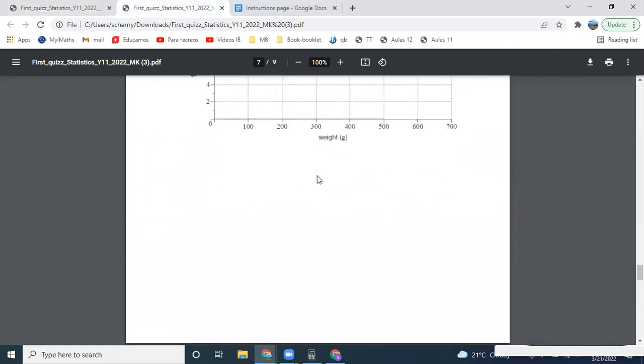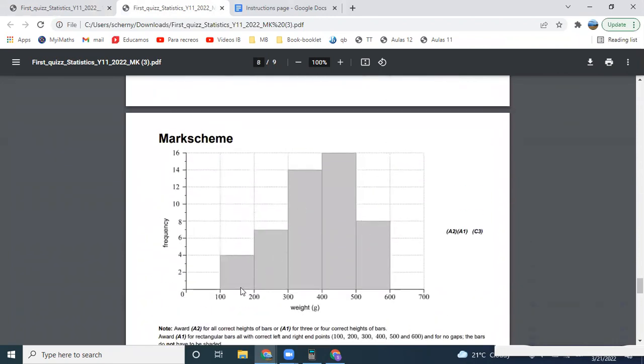Okay, so the histogram, basically, this is what we are asked, right? 4 of this group, 7 of this group, 14, 16, and 8.